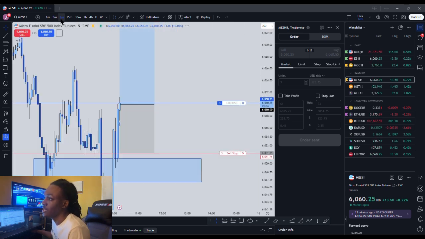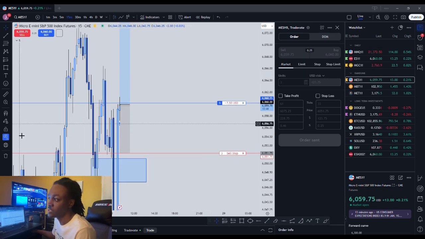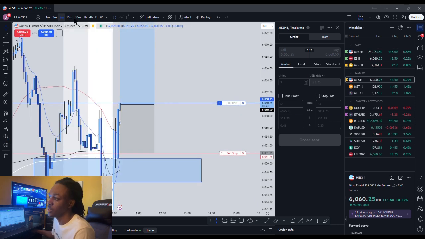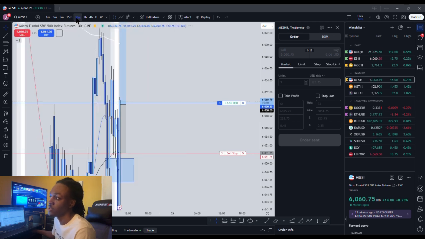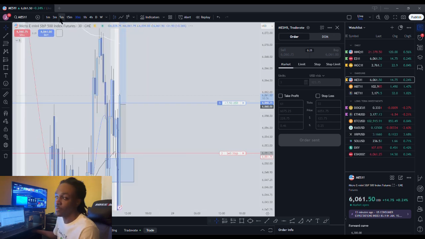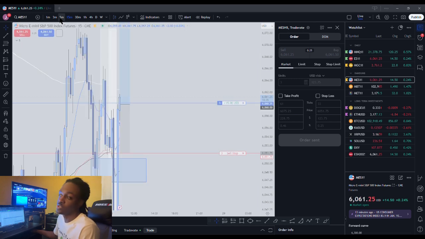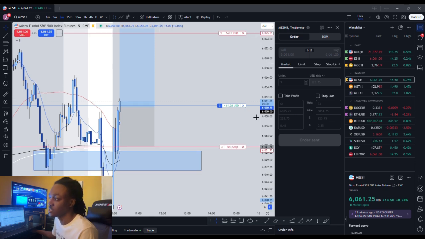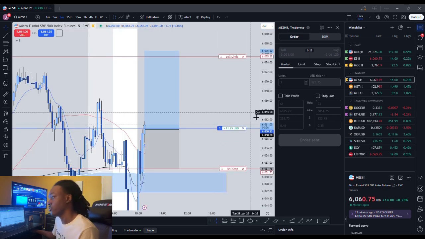Another thing is I am on the minis. I didn't trade the micros because I didn't really trust this setup that much to put that much money behind it, because as you can see, that white line, that 15 minute, that was a 200 EMA there. The 200 EMA is above on the 30 minute, but on the lower time frames, the 200 EMA is below. So I didn't really want to put that much risk behind this trade, but I did want to take a trade. So that's why we are in this trade.